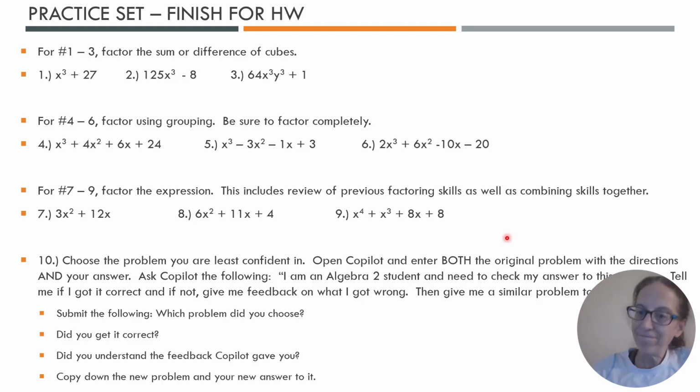Now, number 10 is choose the problem you are least confident in. Once you're done, look at all of those and just say, what do I really not think I got right? But you have to have an answer. Open Copilot and enter both the original problem with the directions and your answer. So you cannot put in for your answer IDK. You've got to arrive at an answer, okay?